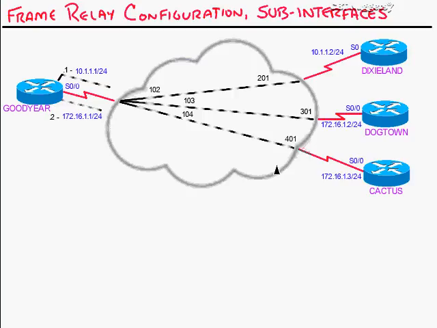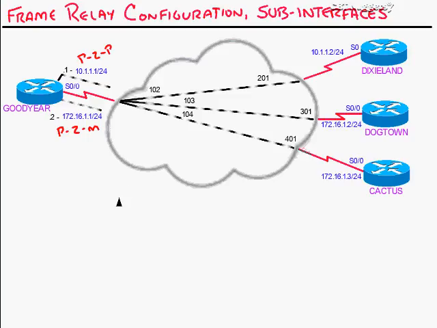And what I'm going to do is take Goodyear and convert it to a sub-interface configuration. The reason I'm going to do that is it will help demonstrate the two different types of sub-interfaces. The .1 sub-interface I'm going to have be a point-to-point sub-interface. The .2 sub-interface I'm going to have be a point-to-multipoint sub-interface. So that will allow us to connect from the .2 side over to Dogtown and Cactus on one subnet and Dixieland on a separate one.